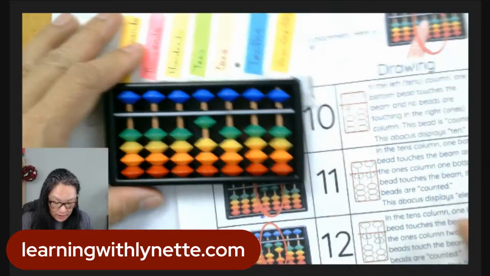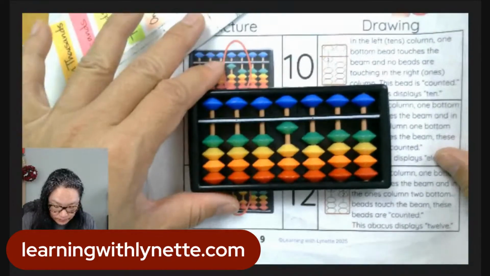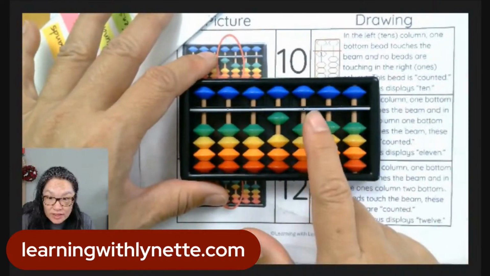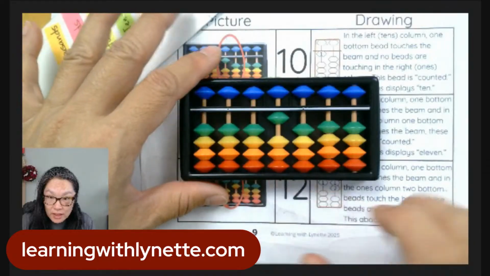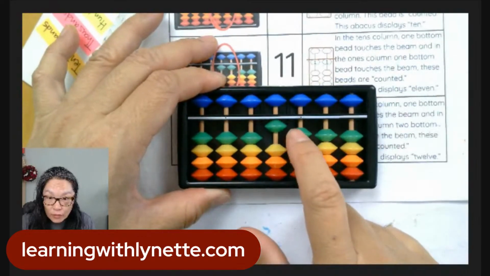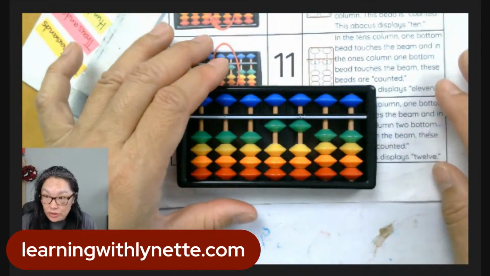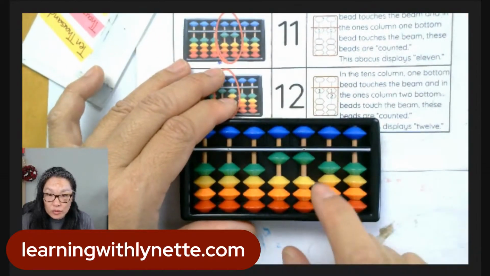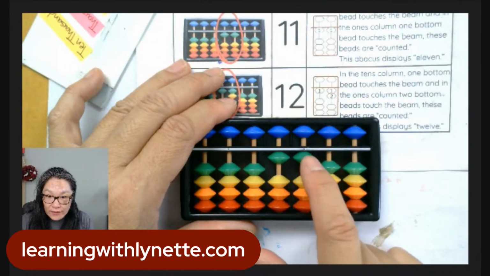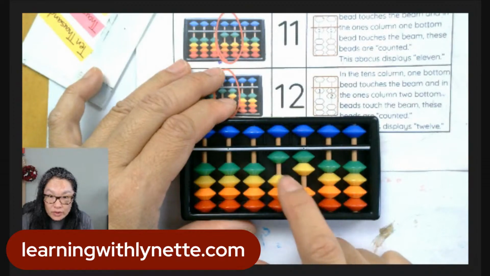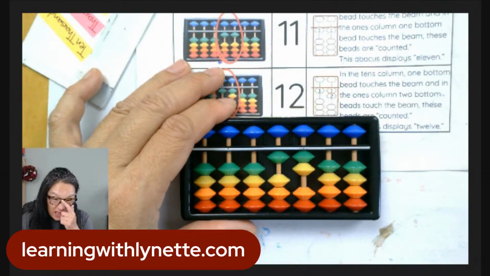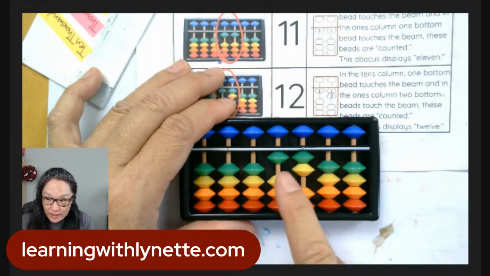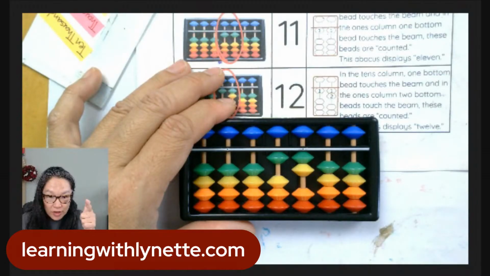Just as we write 1 and 0, if I line it up, notice there's a 0 here, and this is a 1. And then I move it. Now we have 1 and 1. So then we have 2. After 11 is 12. All we're doing is learning how to read the abacus. That's what we're doing right now. When we learn how to read the abacus, we will be able to add, subtract, multiply, and divide.